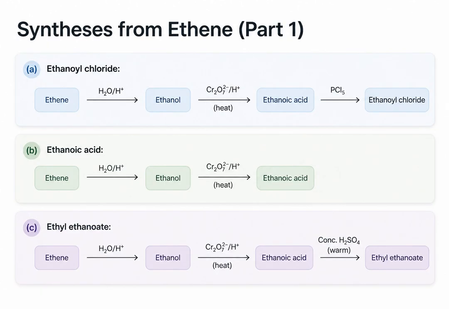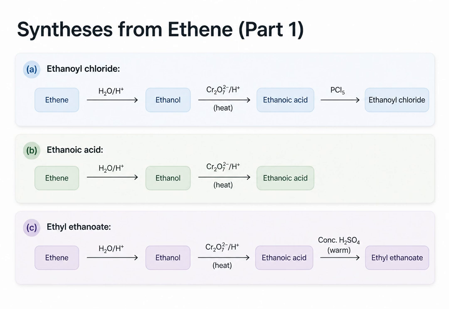Moving to question 22, let's build molecules starting from ethene. Hydrating ethene with acidic water gives ethanol. Oxidizing ethanol with hot acidic dichromate yields ethanoic acid. If we want ethanoyl chloride, we simply treat that ethanoic acid with phosphorus pentachloride.